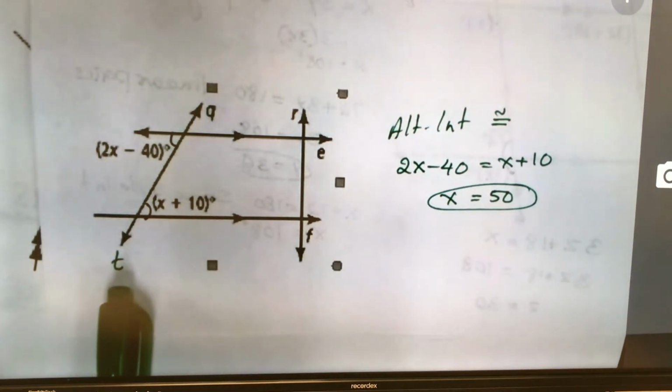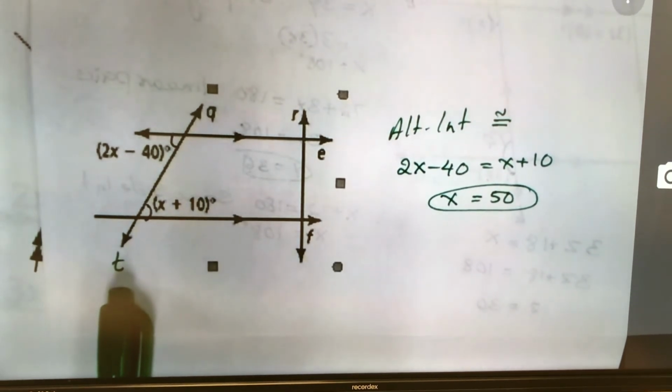So when you have this type of problem, identify the transversal, then look at which are the two pairs of parallel lines and name them, and use the property of the angles to solve the problem.